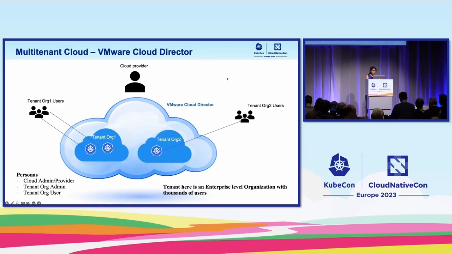The personas that we are dealing with in this session, we'll be mentioning a few of them in the upcoming slides. The cloud provider is the one that oversees the entire cloud, the tenant org admin is the one that oversees the tenant organization, and tenant org users are the end users who would want the Kubernetes clusters.